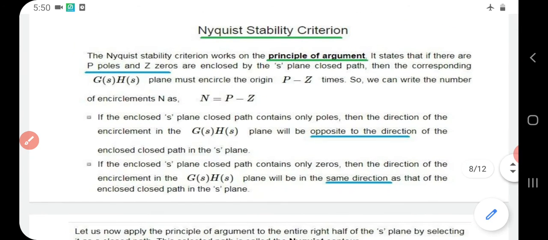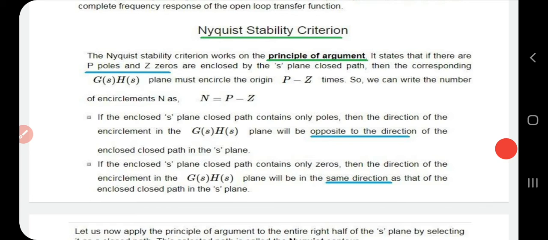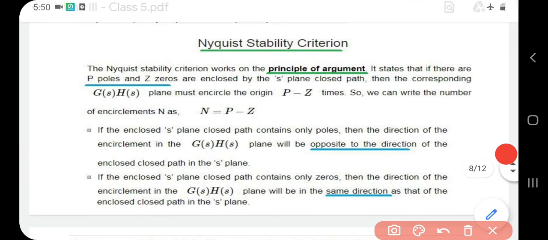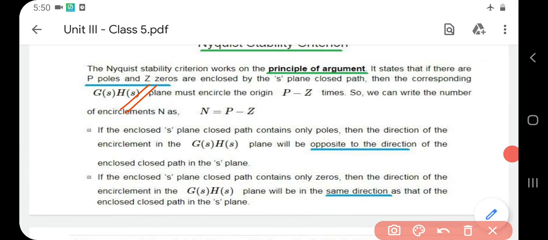It works on the principle of argument. It states that if there are P poles and Z zeros, that is, number of poles is denoted as P and number of zeros is denoted as capital Z, if P poles and Z zeros are enclosed in the S-plane closed path, then the corresponding H(s) plane must encircle the origin P minus Z times. So we can write the number of encirclements N as N equal to P minus Z. Here G(s)H(s), this H(s) is actually the frequency response. So this altogether can be called the transfer function or the system function of the system.